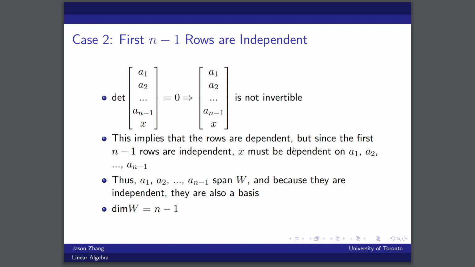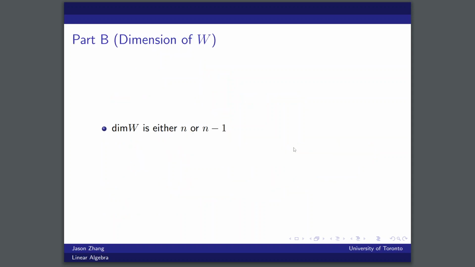Thus, the dimension of W is simply equal to the number of basis vectors we have, and because we have n-1 basis vectors, the dimension of W is n-1 in this case. So our final answer is that the dimension is either n or n-1, depending on whether the first n-1 rows are dependent or independent.